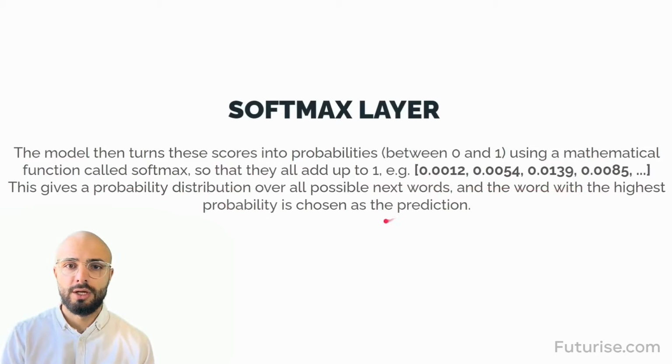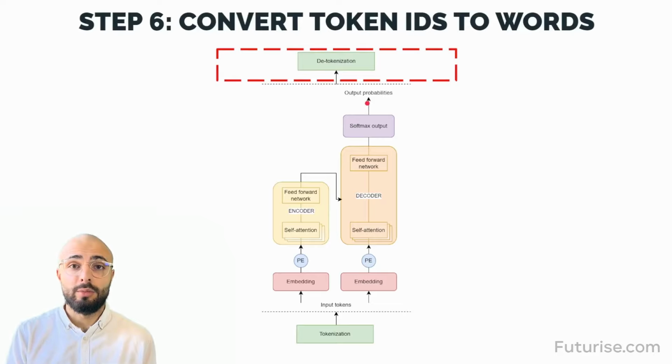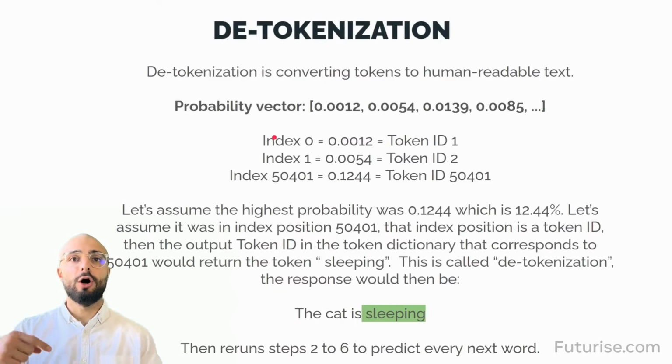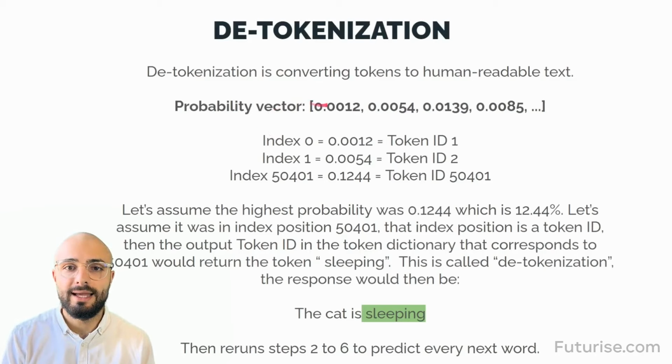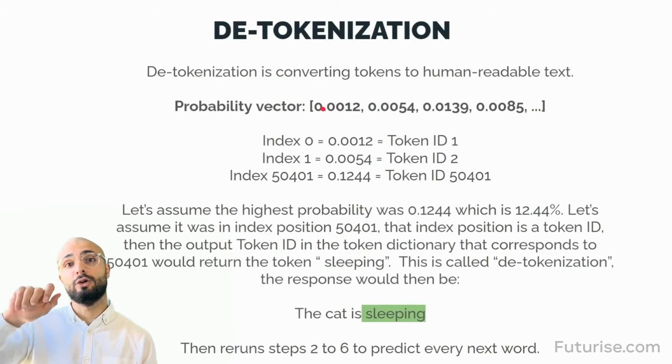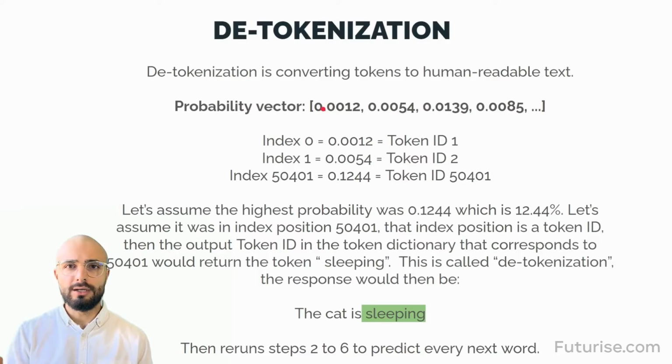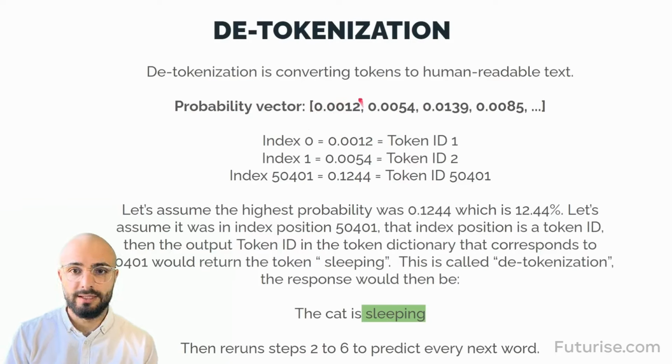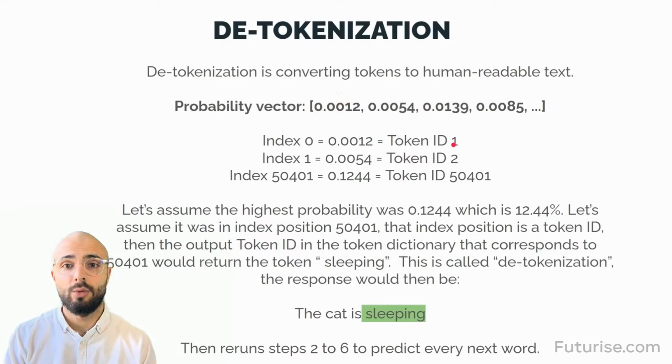This gives a probability distribution over all possible next words, and the word with the highest probability is chosen as the prediction. Once we've got that vector of probabilities, that vector then gets converted to token IDs or words. That's what you call de-tokenization. It's the opposite of tokenization, where it takes the token ID and converts it back into a word. So how does it do this? If we look at the probability vector as we had in the previous case, index 0 over here would refer to token ID number 1, and token ID number 1 refers to a specific word, or a token.